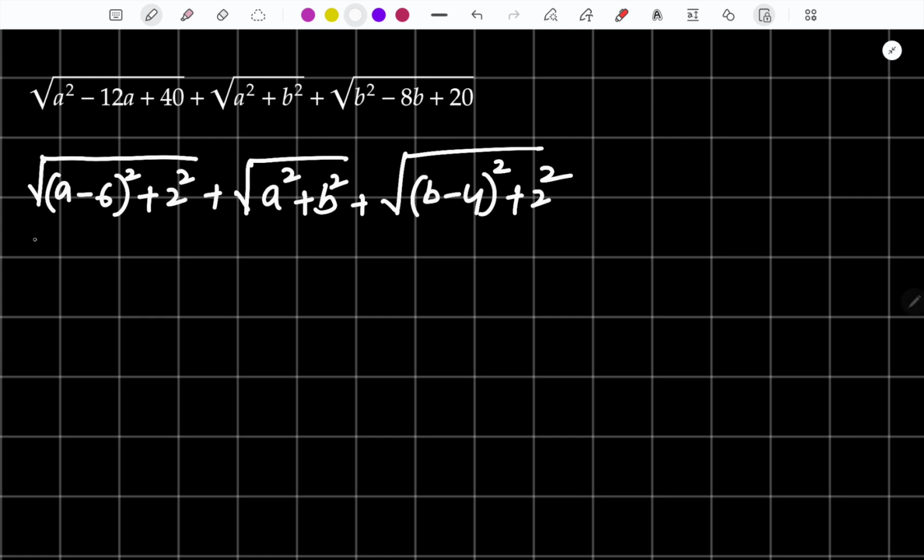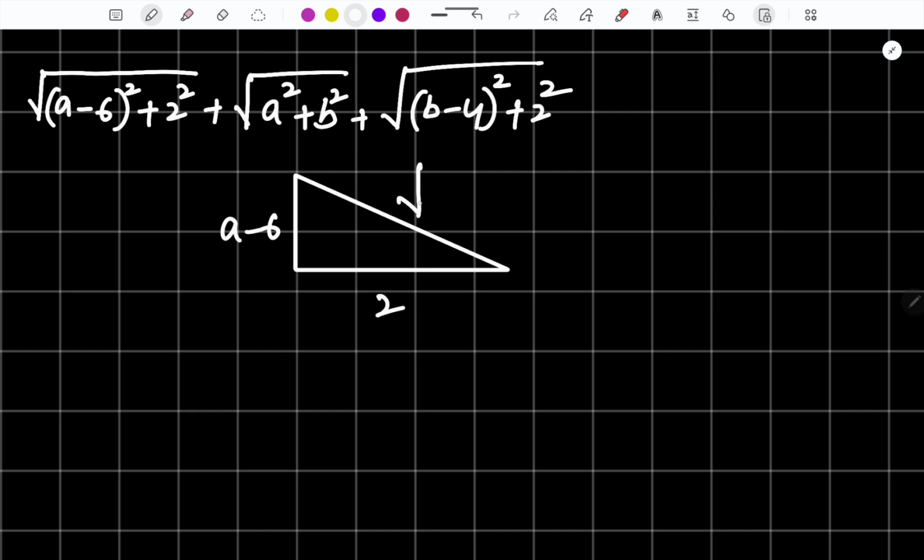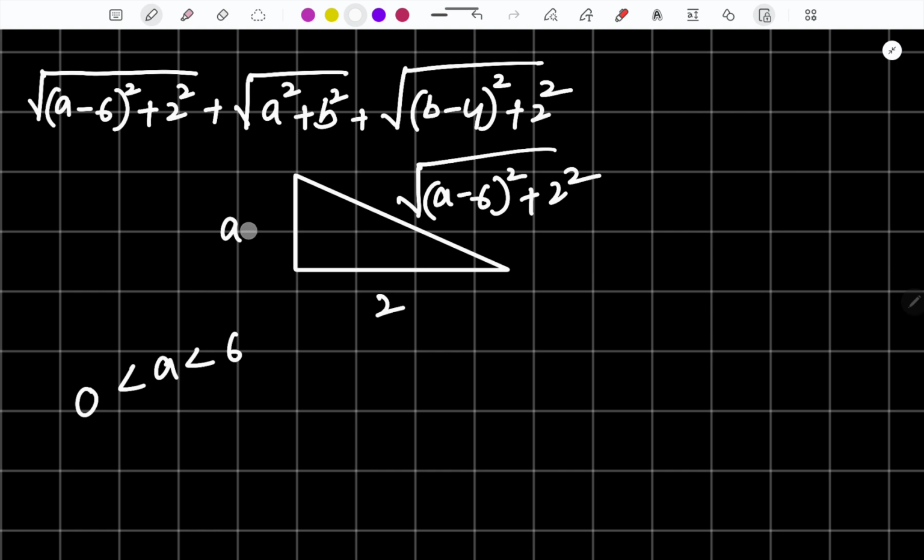For this, let us observe this one and use a right angle triangle. I will show you how I am going to use a right angle triangle here. Okay, so I am going to take here a minus 6 and here it is 2. Therefore this is going to be (a minus 6) whole square plus 2 square. Since a value here we are taking more than 0 and less than 6, I want to take this a minus 6 as 6 minus a.